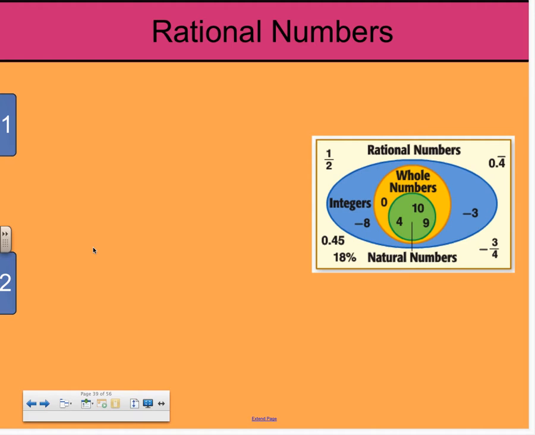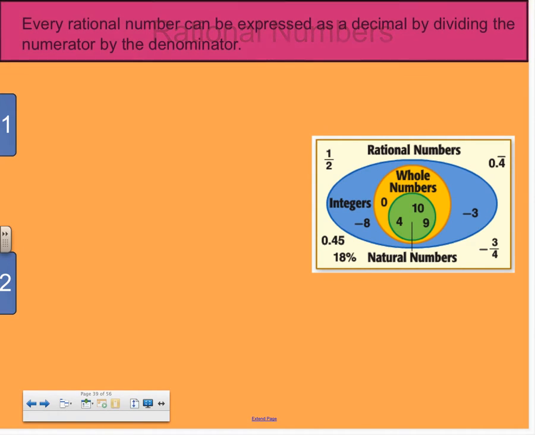So the first thing we're going to do is try to figure out how we can do this. It says every rational number can be expressed as a decimal. Well, that's what we wanted to do. That was our I can statement. So how do we do that? By dividing the numerator by the denominator, okay? So I want you to read that with me. Everyone together. I will read it as well. Try to stay with me. Every rational number can be expressed as a decimal by dividing the numerator by the denominator.